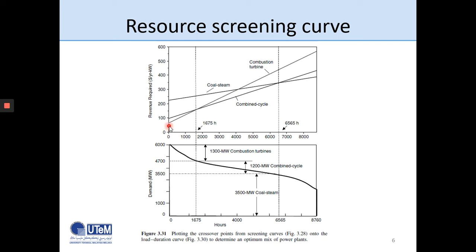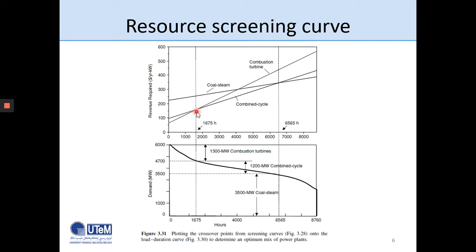The cheapest option between 0 to 1,675 hours is the lowest one here, which is the combustion turbine. From this value to this cutoff point here, combustion turbine is the cheapest cost. So we should use this as our peaking plant. This is why we have the dotted lines here, which represent the cut-off point. So we have combustion turbine at this value here.